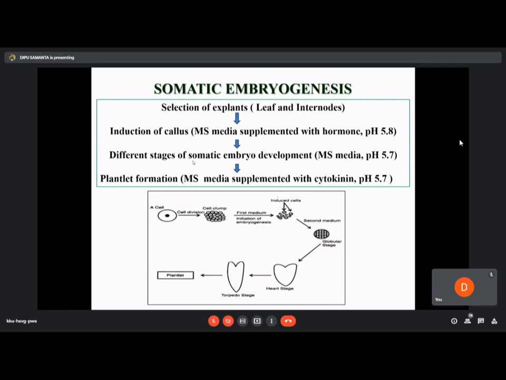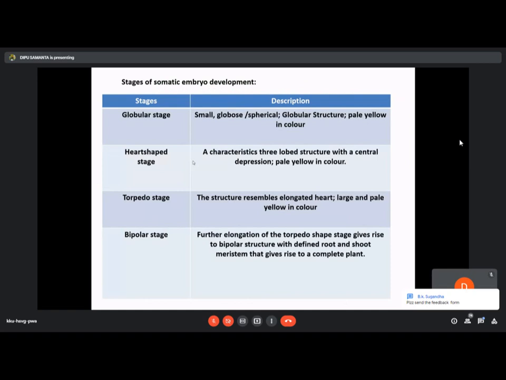So this is the general structure: from a plant cell, that is callus, is formed. Callus is induced to form different stages of somatic embryo. I am coming to the different stages of somatic embryo. From the different stages of somatic embryo, we can form the plantlets also. Now, different stages of somatic embryo.